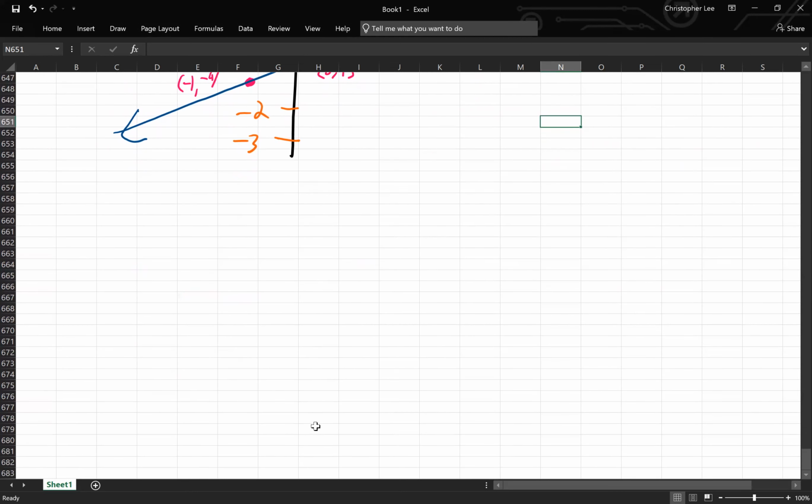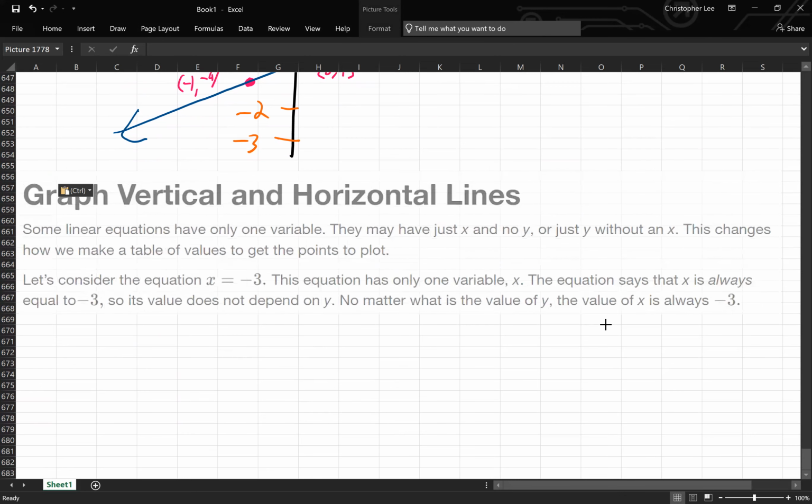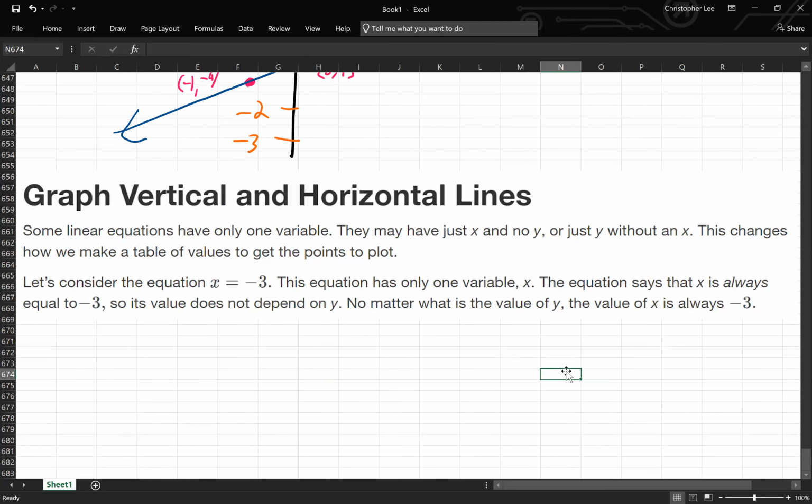So next thing that I want to talk about, I see this in tutoring all the time, right? Graph vertical and horizontal lines, right? So some linear equations have only one variable. They may have just x and no y, or just y without an x. This changes how we make a table of values to get the points to plot.